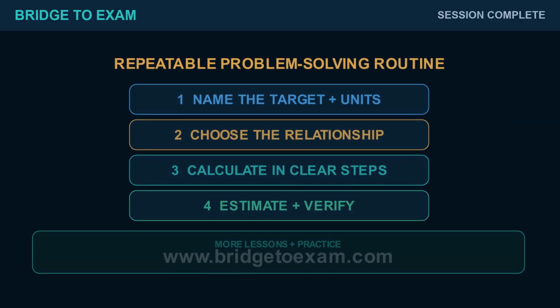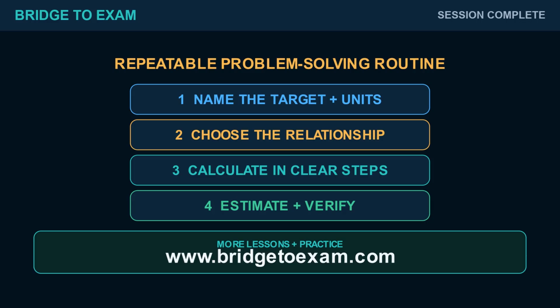Use this routine. Name the target and units, choose a relationship, calculate with clear steps, then estimate and verify. Name the target, select a representation, write the relationship, estimate, solve, and complete a 5-part verification before committing to the answer.